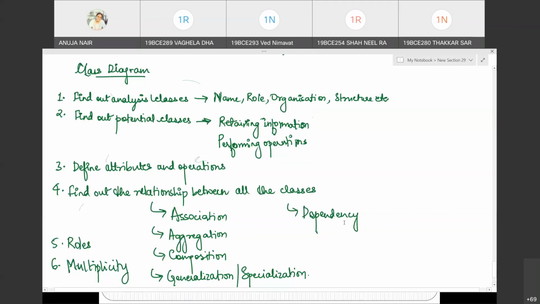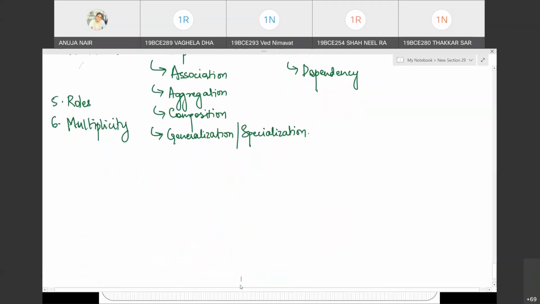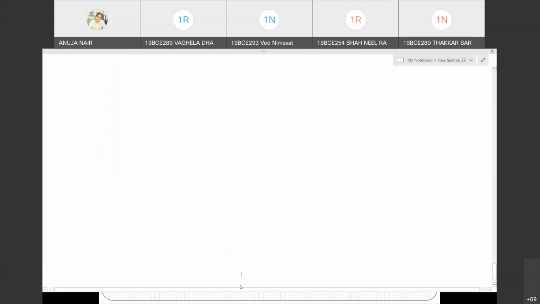Only the classes which are having some kind of information and they are performing some kind of operation. Only those will be the part of potential classes. We cannot consider all these classes. So we need to consider only those classes which are doing some kind of tasks which are important for this particular functionality to work. They are holding some value, retaining some information. Those classes will be our potential classes. So from all the classes that we have figured out, can you list down the potential classes?